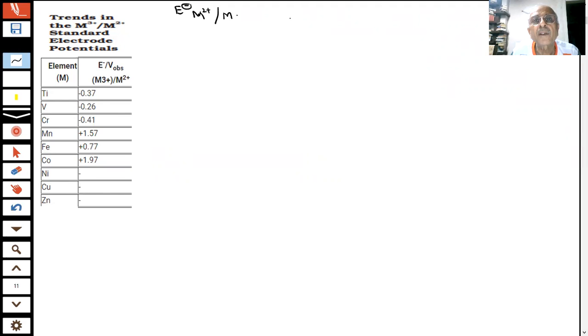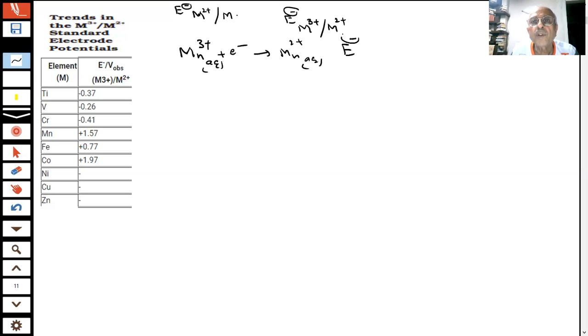Now I am going to compare the standard electrode potentials of M3+ to M2+ ions, students. For example, you have Mn3+. If it gains one electron, it will become Mn2+. What is this value given, student? Tell me. For Mn it is plus 1.57. This value is quite high and positive. Therefore, that shows that Mn3+, tell me, is it an oxidizing agent or a reducing agent?